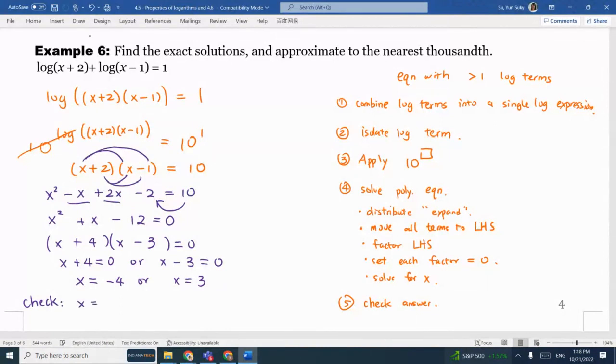Okay, now we need to check. For x equals minus 4, you want to plug into all the log terms and see if that's okay. Look at the first log term. Log of x plus 2, so negative 4 plus 2. Is this okay? No, it's not okay. By the way, if one term is not okay, you don't need to check the others. It's not okay at all.